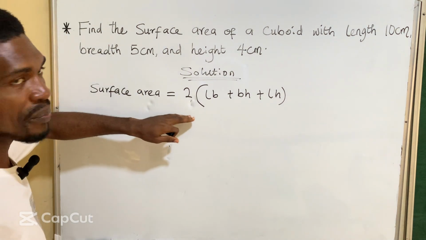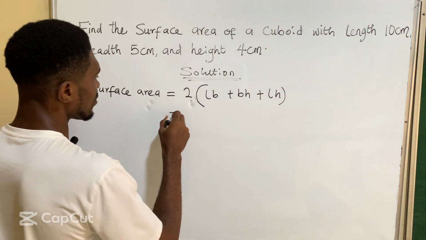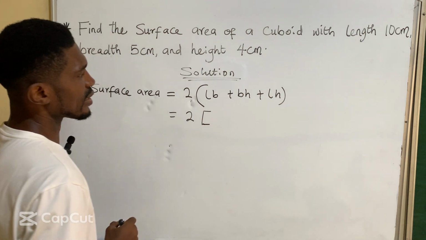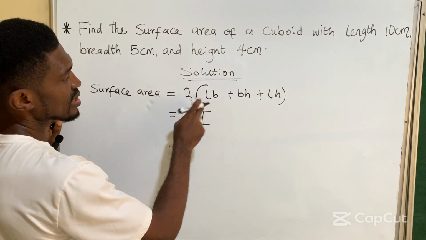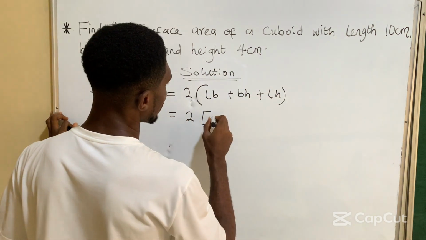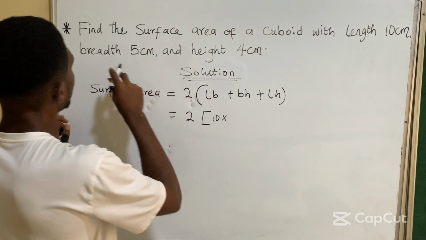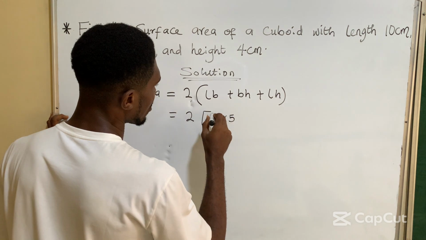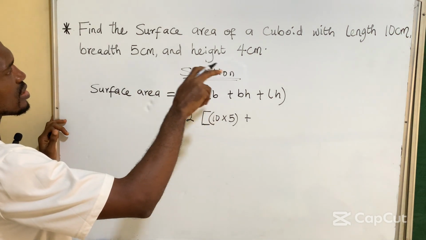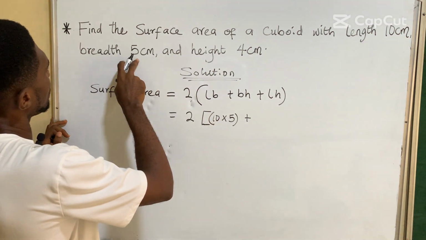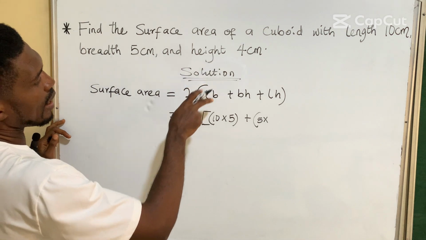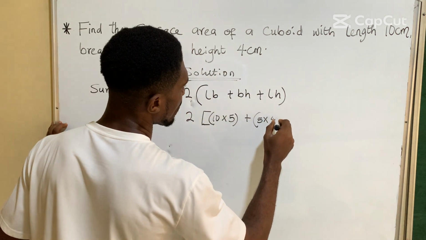So now let's input the values. Here we have 2 into bracket. Now let's make this a square bracket so that we'll be able to put the parentheses inside. So now we have length times breadth. What is our length? Our length is 10 centimeter multiplied by breadth, which is 5 centimeter. Right? Then plus our breadth, 5 centimeter, multiplied by our height, which is 4 centimeter.